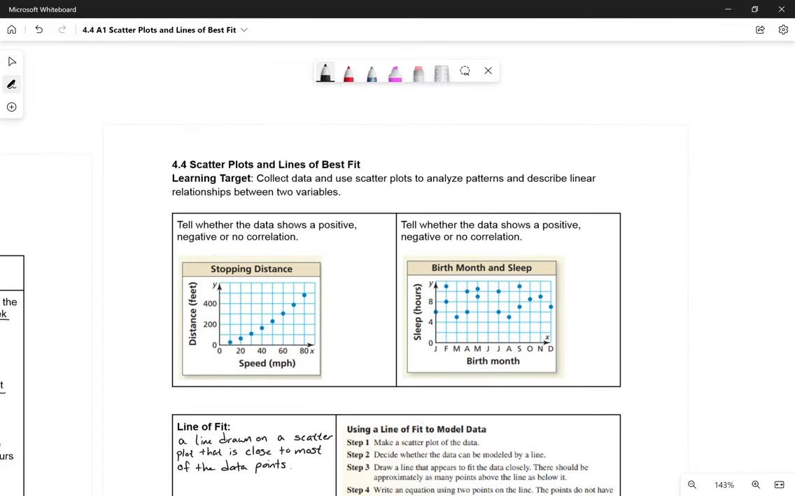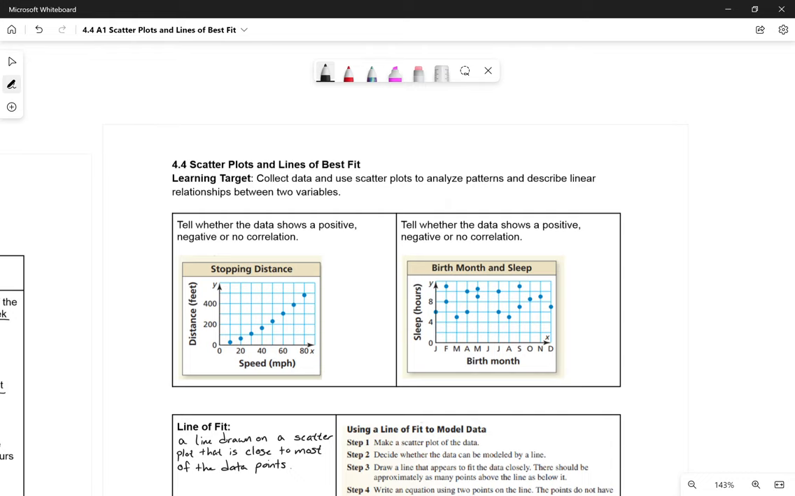So we're going to take a look at our first graph, and we're asked to see if the data shows a positive, negative, or no correlation. In our graph, it is talking about stopping distance. Our x-axis talks about the speed in which we are going. I'm going to probably predict we're in a car or some other vehicle. And the distance that it takes to stop. So we're looking at the relationship between the speed and the distance.